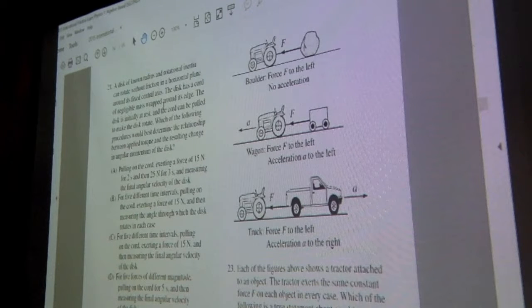So you're looking at torque and angular momentum. What experimental procedure will best determine the relationship between applied torque and the resulting change in angular momentum? They said it's got a known radius and a known rotational inertia, so those are not going to change. The radius of the disk is not going to change, so inertia is not going to change.